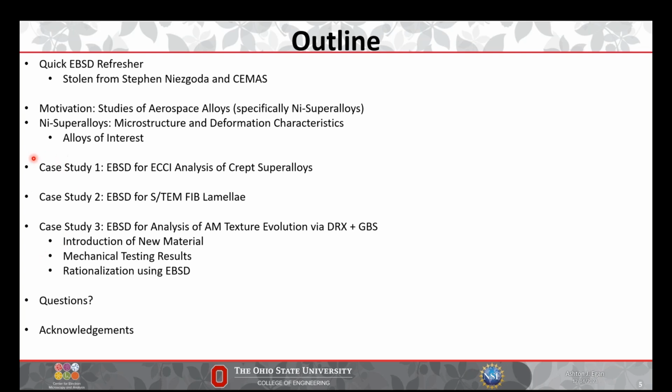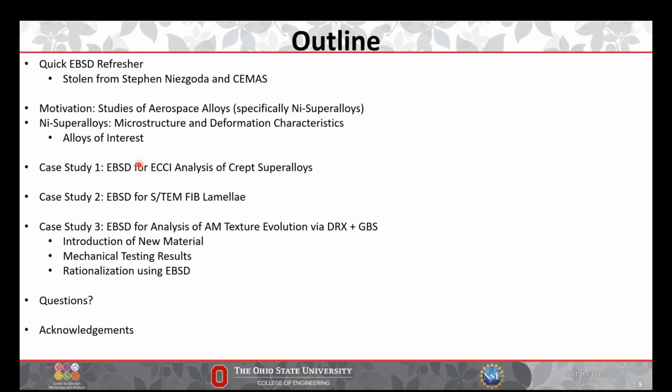And these are basically, the first 2 are parallel cases, where I'll talk about using EBSD for electron channeling contrast imaging of the alloys that I've deformed in creep. In a parallel study that's basically EBSD for taking atomic resolution STEM FIB lamella, which I use for further analysis of said ECCI. And then a third case, which is analysis of an additively manufactured Ti-64 alloy and showing the texture evolution via direct recrystallization and grain boundary sliding. And then we'll take your questions at the end.